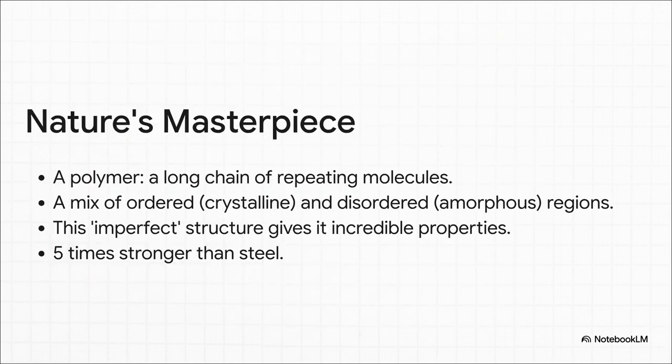And of course, nature is the undisputed master of using imperfection. Just look at spider silk. At its heart, it's a polymer, which is just a fancy name for a really long, tangled chain of repeating molecules. But the structure of that silk isn't perfectly ordered, and it isn't perfectly chaotic. It's a complex, brilliantly engineered mix of both. It has tiny crystalline regions that provide incredible strength, and those are embedded within a messy, amorphous matrix that provides flexibility and stretchiness. This combination of order and disorder, of perfection and imperfection, is what creates a material that is, pound for pound, 5 times stronger than steel.